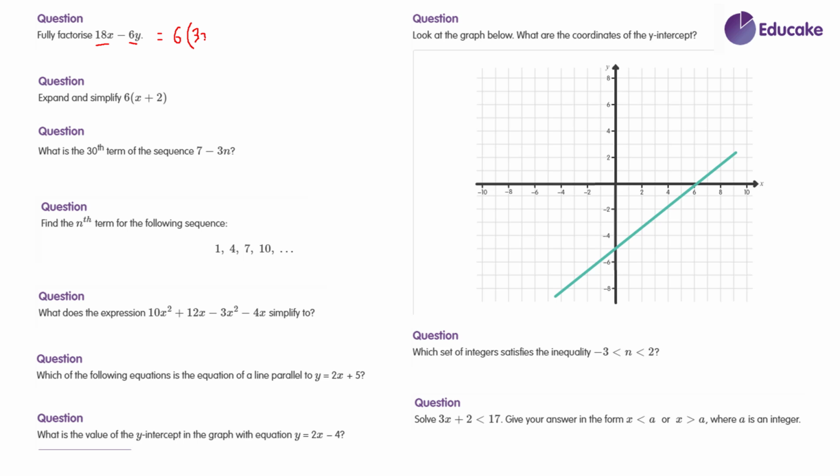And then we put the x in, because if we multiply that out, that will make 18x. And then how do we get 6y? Well, that will just be y. And there you go, that's quite straightforward. So expand and simplify.